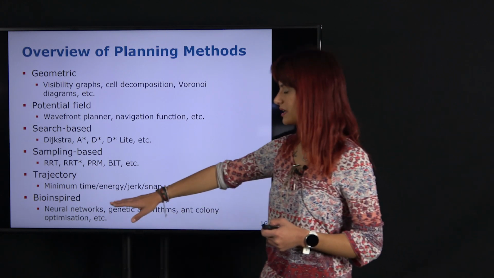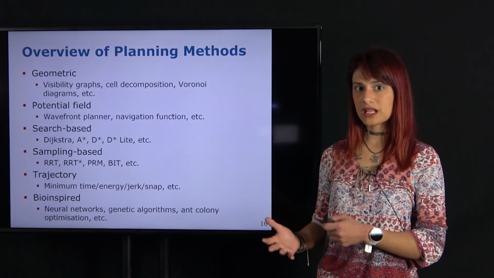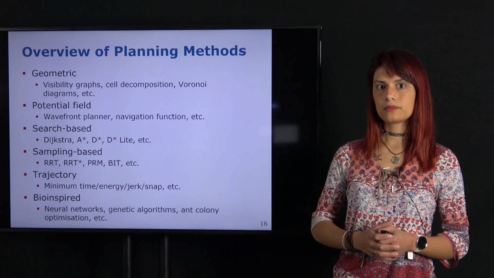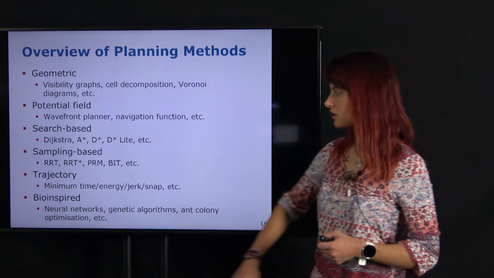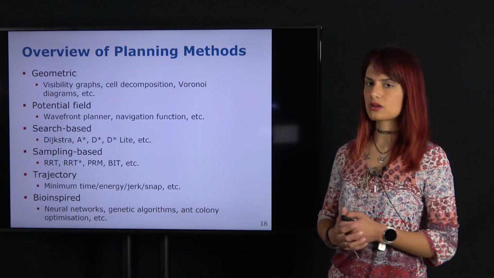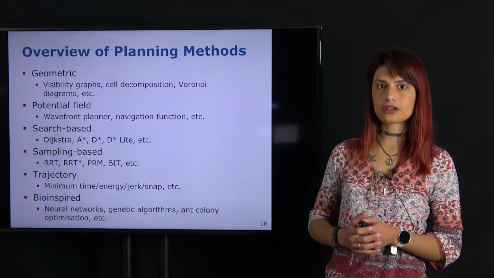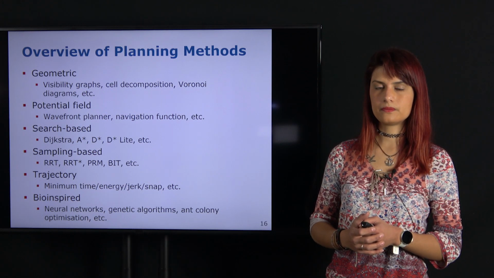Finally, just to make you aware, there are also bio-inspired methods which leverage ideas from nature within the planning algorithm. Common examples are artificial neural networks, genetic algorithms, ant colony optimization, and many more. But these are just mentioned here and not covered in so much detail.